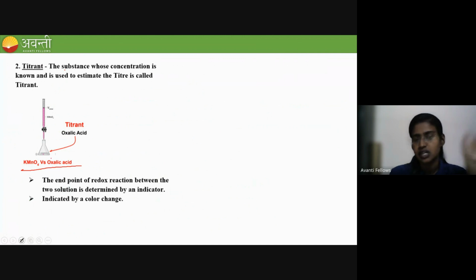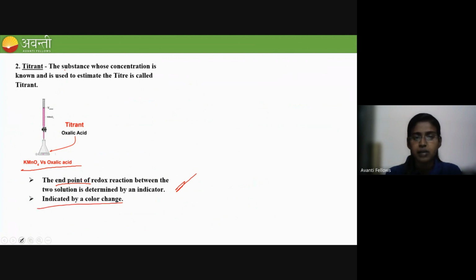Now, how do we know the endpoint? We will find the endpoint by using the color change. Here KMnO4 is a self-indicator. When you titrate KMnO4 against oxalic acid, the solution will be colorless. Once the reaction is complete, the colorless solution in the conical flask is converted into a pale pink color. That is the end point of the reaction. That pale pink color indicates us to stop the titration. So this is how we find the answer, and it is indicated by a color change.